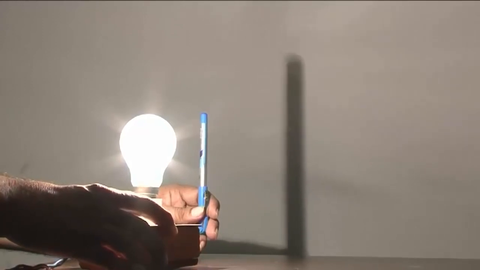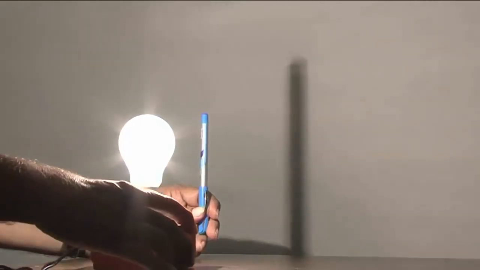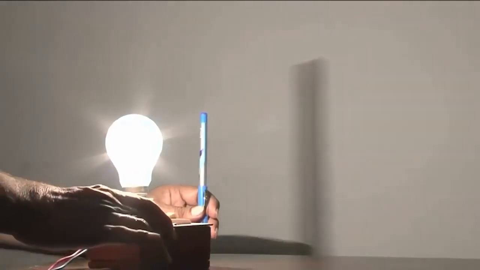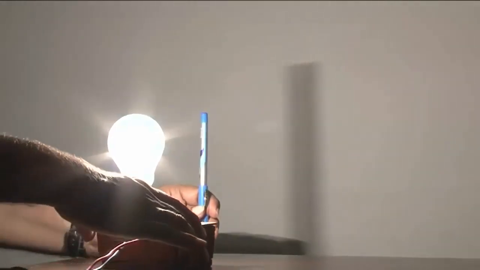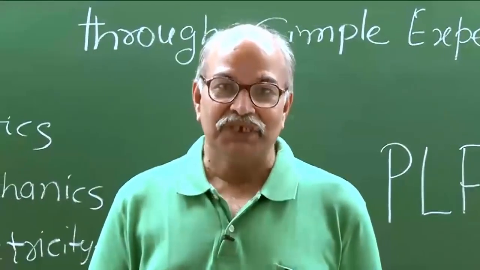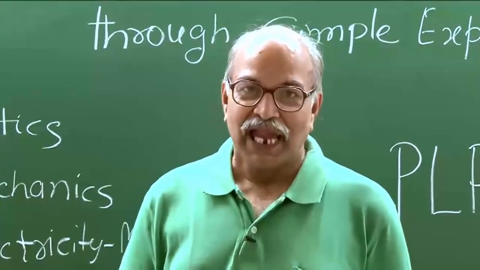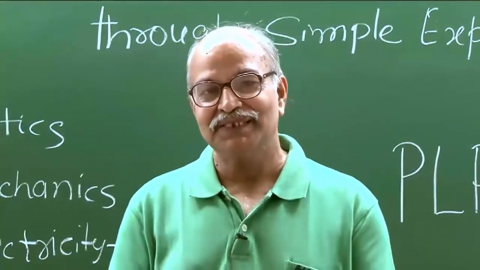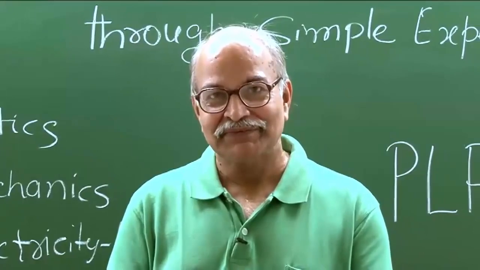So this also you have to explain: why the shadow is changing its character when the light bulb is getting rotated. Now to give you a clue, I will show you the bulb, and you see what happens when the bulb is rotating.